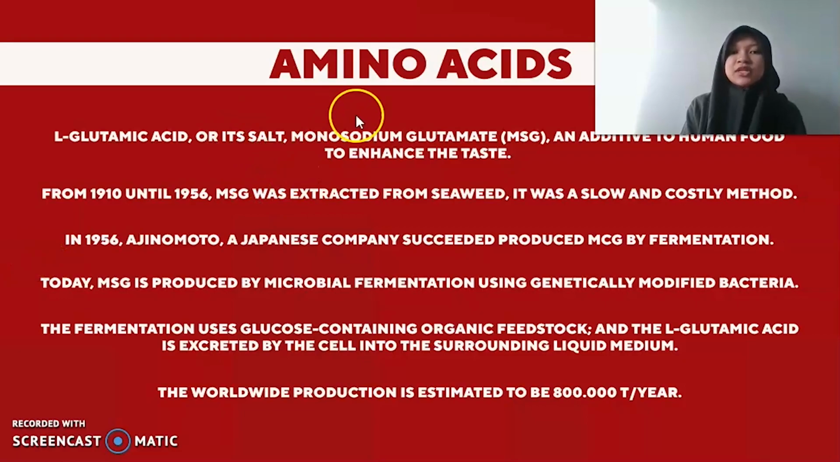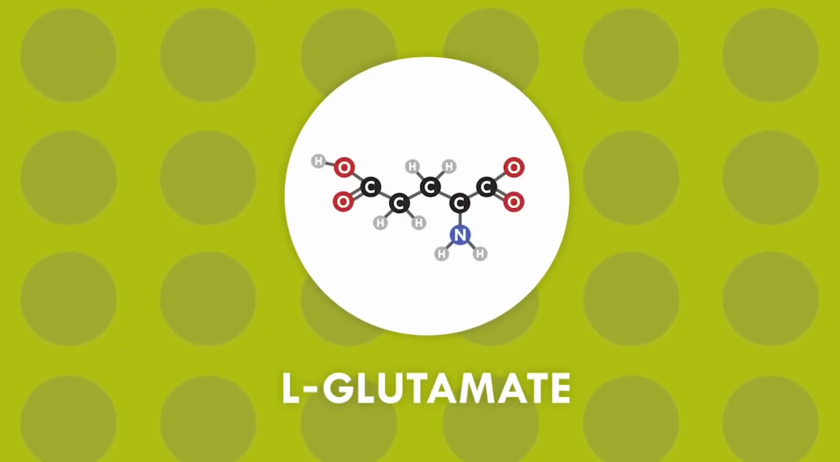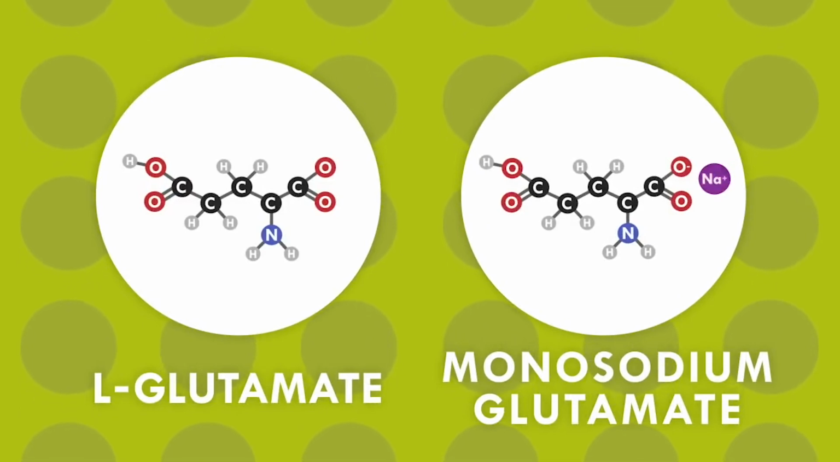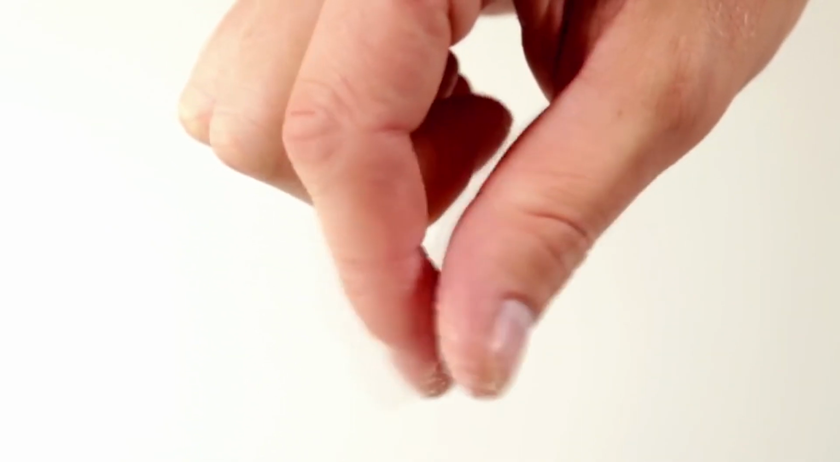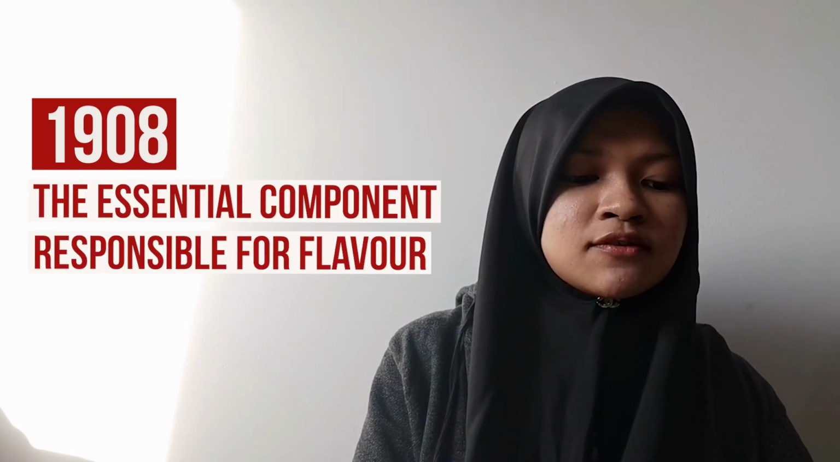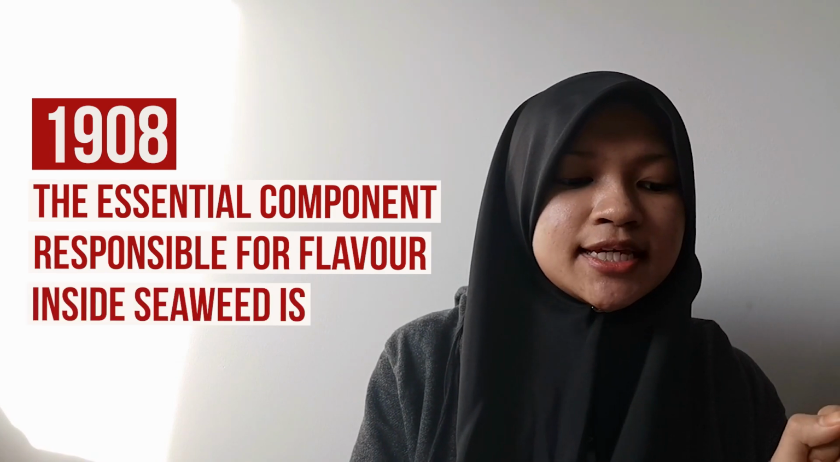Next, amino acids. Amino acids, or other names, L-glutamic acid, and its salt, monosodium glutamate, MSG. We know that it is an additive to human food to enhance the taste. This MSG has a very long history. To cut it short, in ancient times, people used seaweed to enhance the taste of the food, and only in 1908 did they know the essential component responsible for the flavor from the seaweed is glutamic acid.